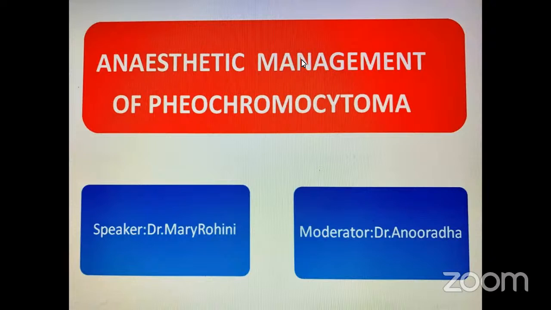Good morning, one and all. Today, I'm going to discuss the anesthetic management of Pheochromocytoma. So, what is this Pheochromocytoma? It is a neuroendocrine tumor produced from the chromaffin cells, or it is a catecholamine producing tumor in the adrenal gland.